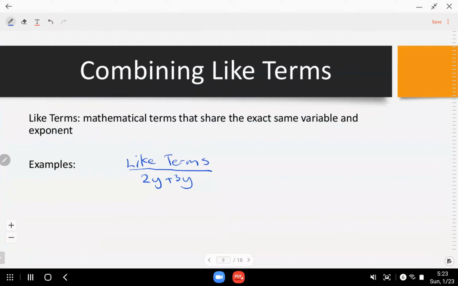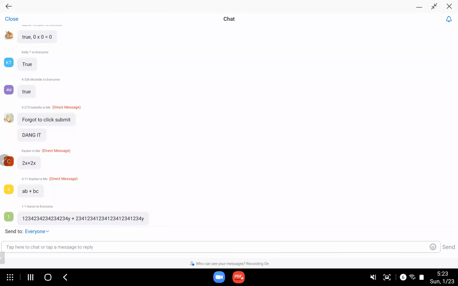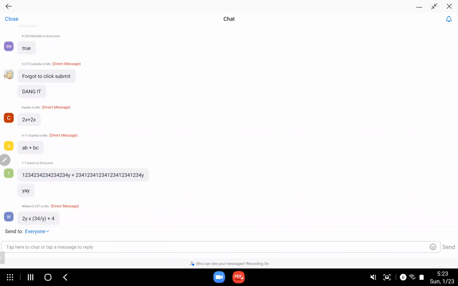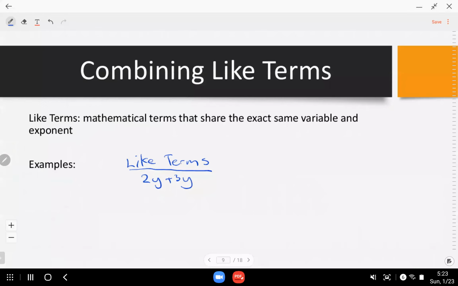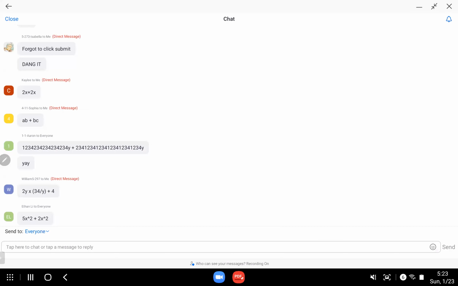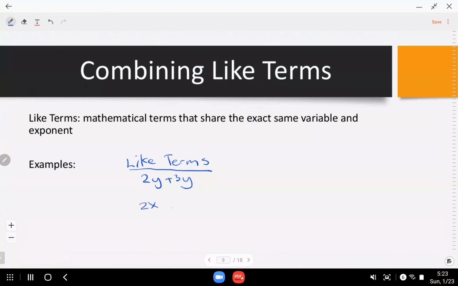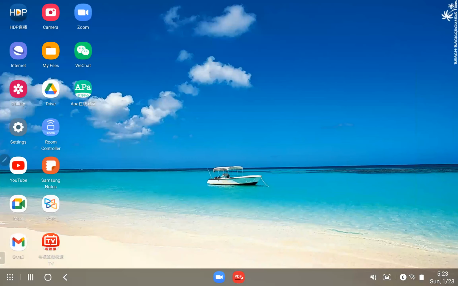We have, what do we have? Yes, Aaron, that is actually true. 1, 2, 3, that big number, can't actually say it. But as long as they share the same variable, they're going to be like terms. And we have 2x plus 2x.